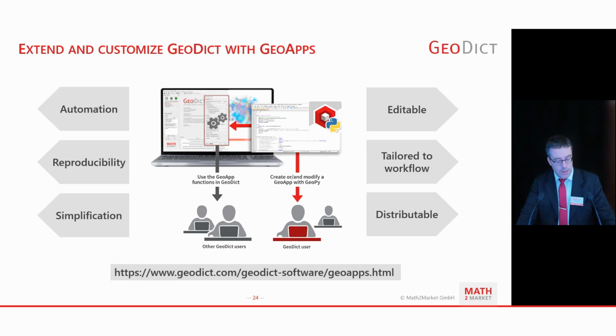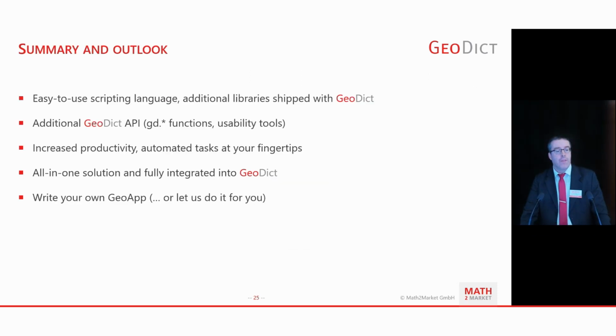So summarizing again here, at the end, an easy-to-use scripting language, additional libraries come shipped with GeoDict. You can use the GeoDict API, the functions, the usability tools, making result files with plots on your parameter studies. At the end, increasing your productivity with automating tasks at your fingertips. And major highlight on that, it's an all-in-one solution and fully integrated into GeoDict. So at the end, let's write your own GeoApp or let us do it for you.